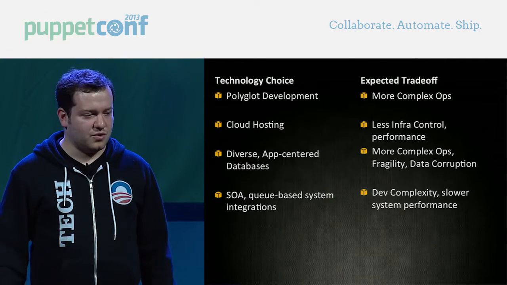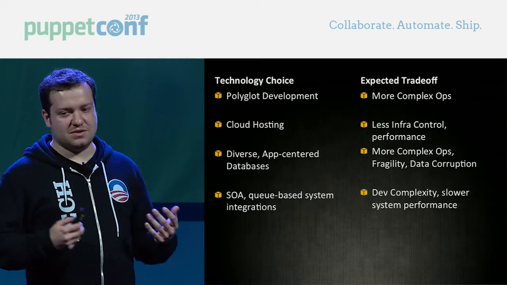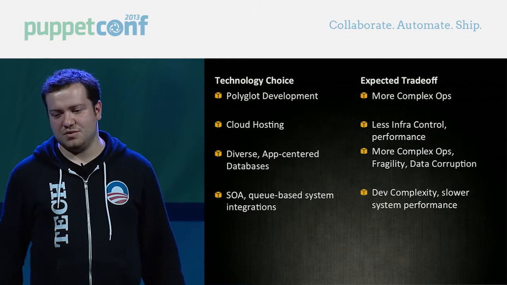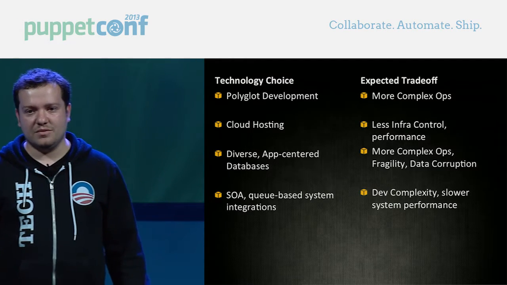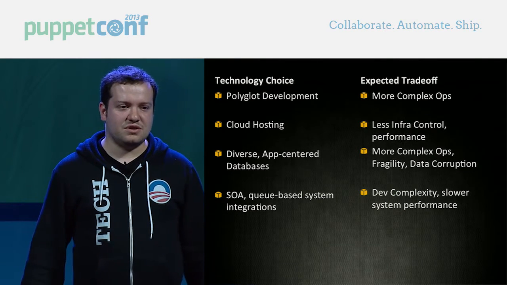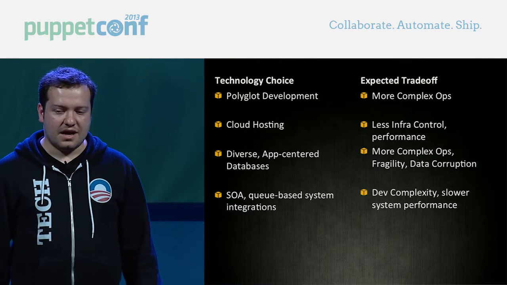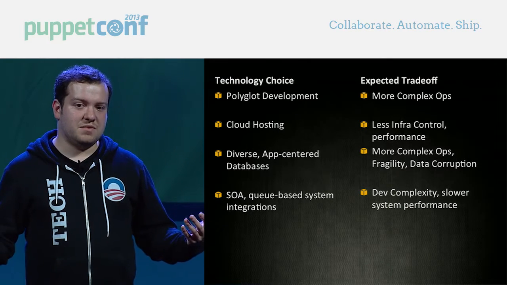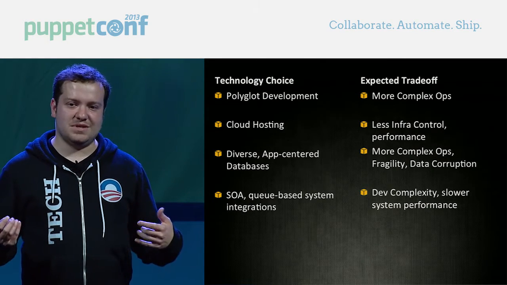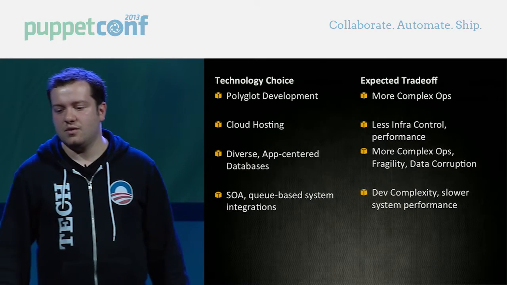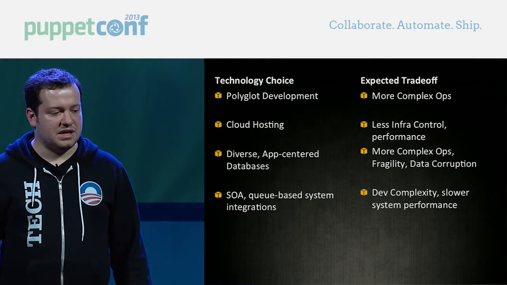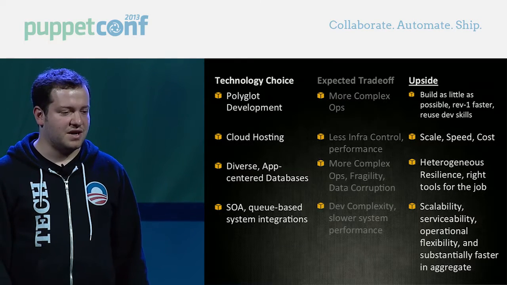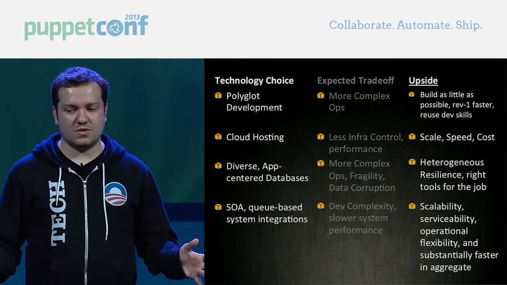So we made a bunch of choices. And with those choices, it's commonly thought that there are trade-offs, right? So we chose to do polyglot development. Like I said, we used every single language that our developers wanted us to, basically. We used AWS. We didn't have one monolithic database. Each app would have its own database if it needed one, and what the database was depended on what the app was. And we used a lot of queues and SOA. So there are some expected trade-offs to that, but what we actually found is our choices worked out really well.